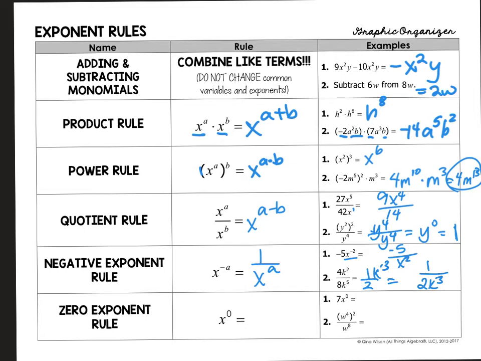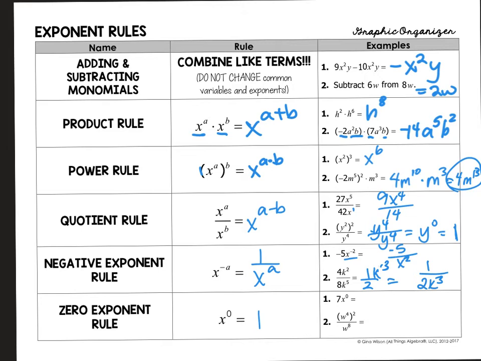Okay, the last rule is the 0 exponent rule. Anything to the 0 power always equals 1. And it doesn't matter what that thing is. So it could be x to the 0, it could be 10 to the 0, it could be 1,000,000 to the 0. Anything to the 0 power equals 1.